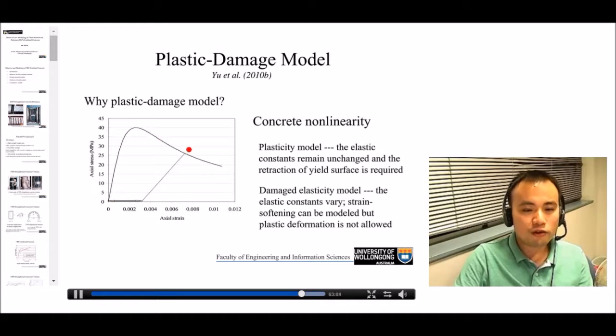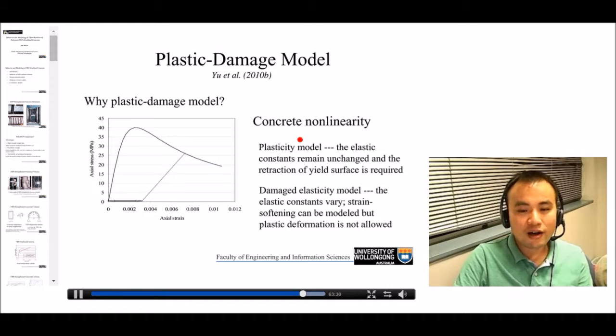So this is one typical stress-strain curve of concrete. If you unload the concrete from one point on the descending branch, it will unload like this. So you can see that you will have some kind of permanent deformation, which is plastic deformation, and also you have the degradation of the elastic modulus, right?